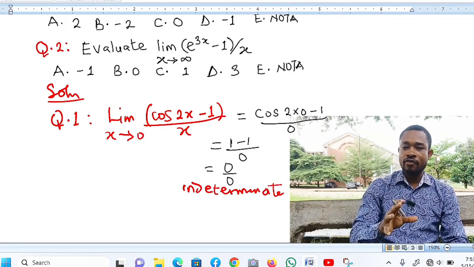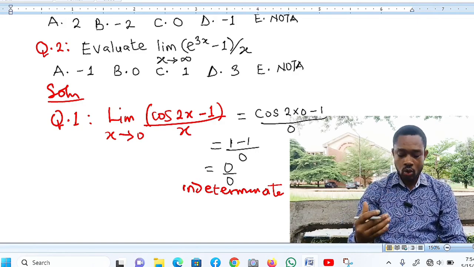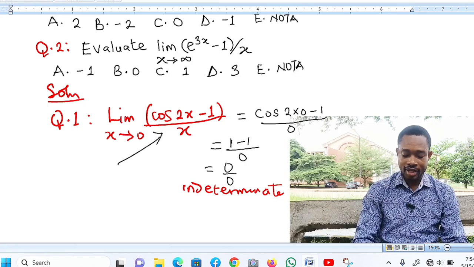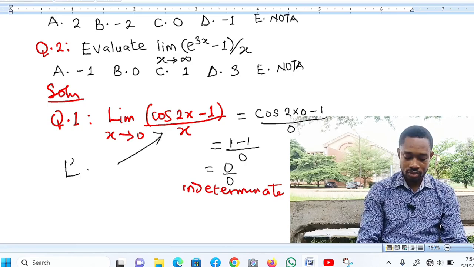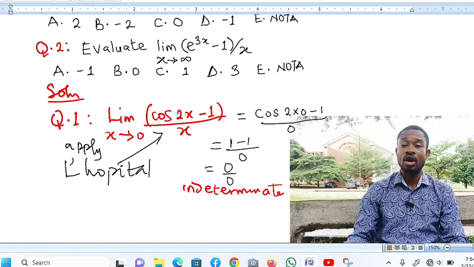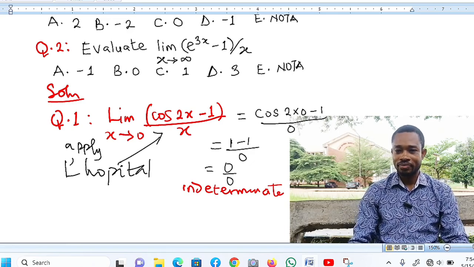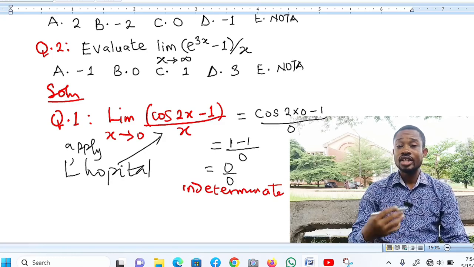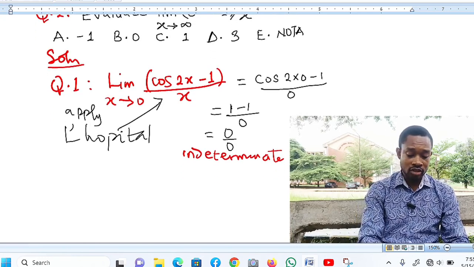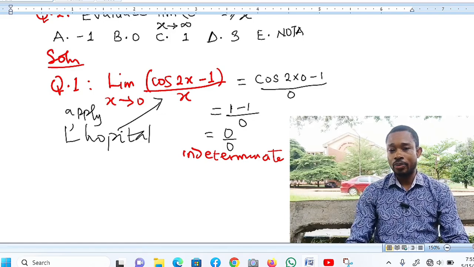Now, if 0 over 0 is indeterminate, what we now have to do is to go back to the original function and then apply L'Hopital's Rule. There is a rule we call L'Hopital's Rule, and we are going to apply it. And what is this rule all about? It's a simple process. Just differentiate the numerator and also differentiate the denominator. So let us move on to apply our L'Hopital's Rule.